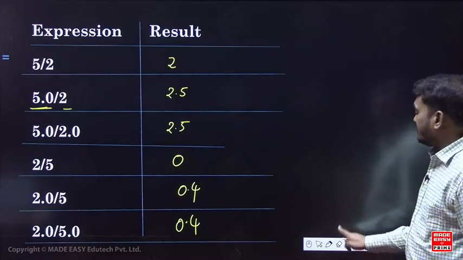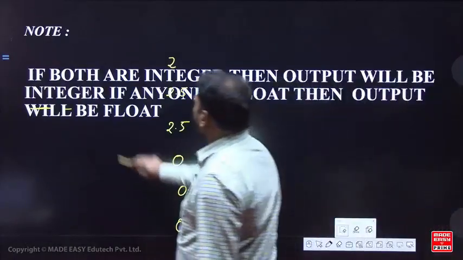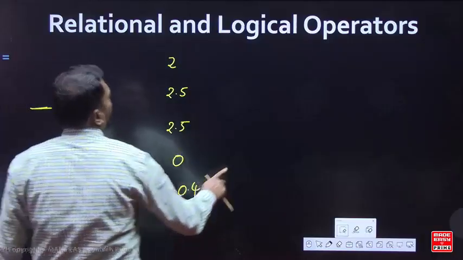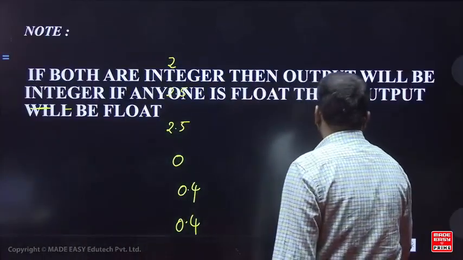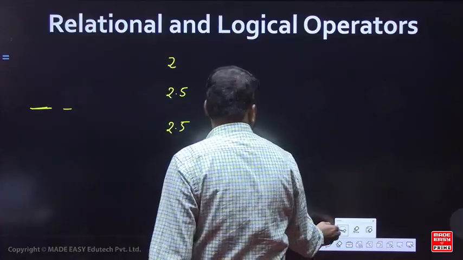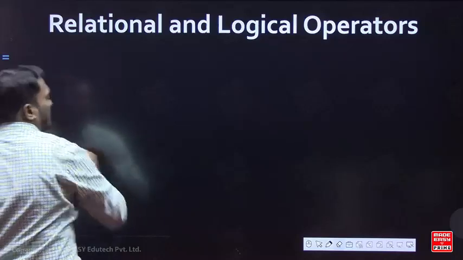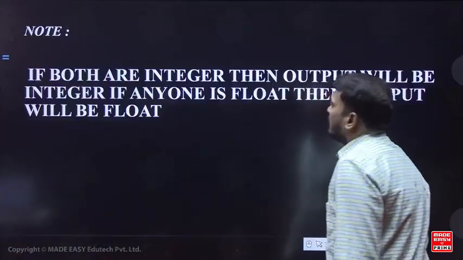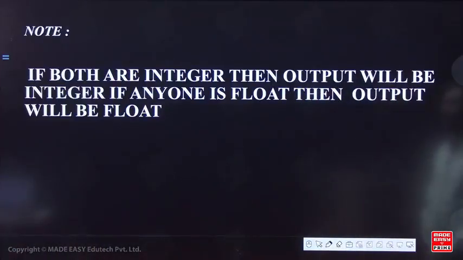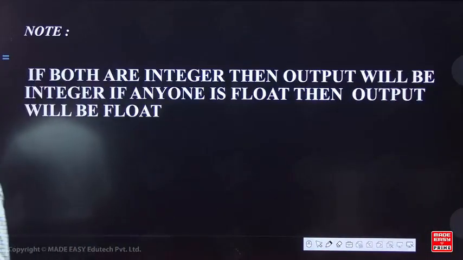Copied, all of you, right? So note down the statement. Note down: if both are integer, output will be integer. Just wait. If both are integer, copy this. If both are integer, then output will be integer, and if any one is float, then output will be float. Copy that.